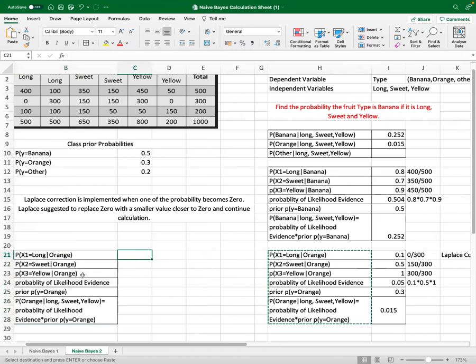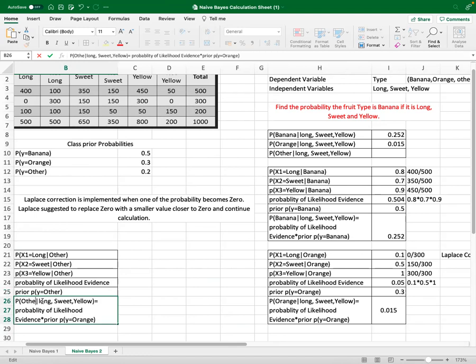Now calculate for long and other, sweet and other, yellow and other, probability of other, and probability of other.